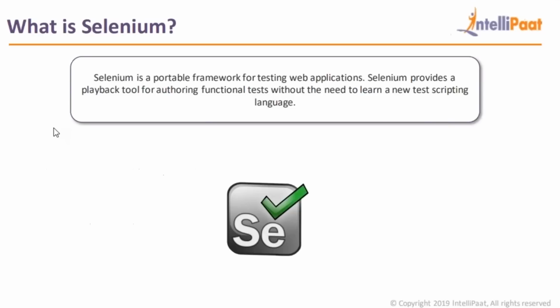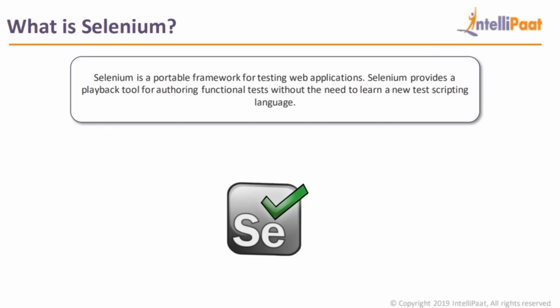Moving forward, guys, now let's start off with Selenium. So guys, what is Selenium exactly? Selenium is a portable framework for testing web applications. Selenium provides a playback tool for authoring functional tests. Let's say you're not that much into coding, and what you want to do is perform a set of actions on the browser and automatically have them recorded in the background. That is also possible using Selenium, but there has to be some extensions enabled, and using them you can also play back a certain action that you did on a website.